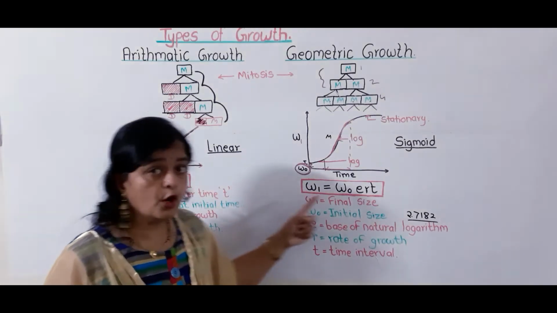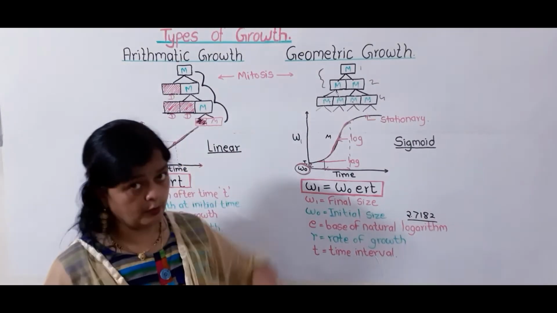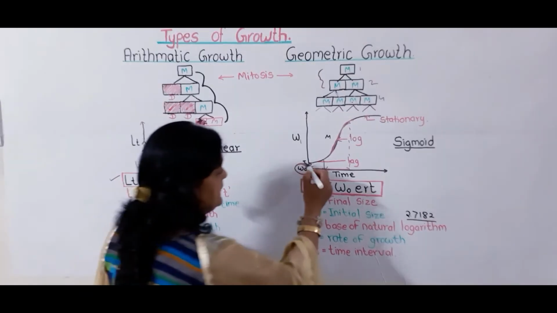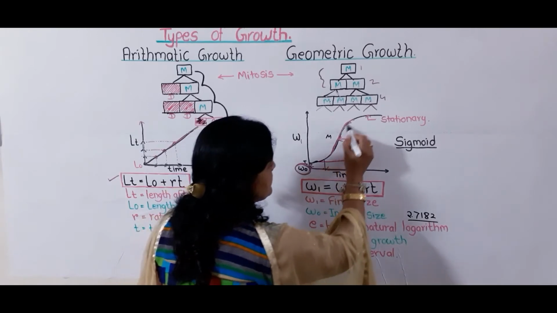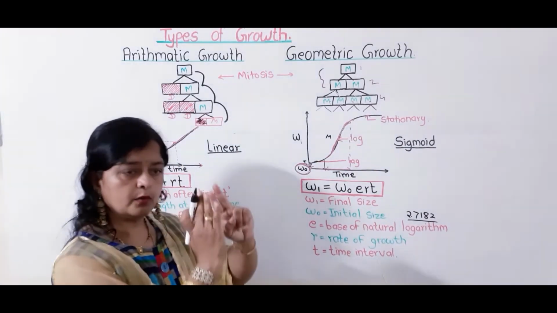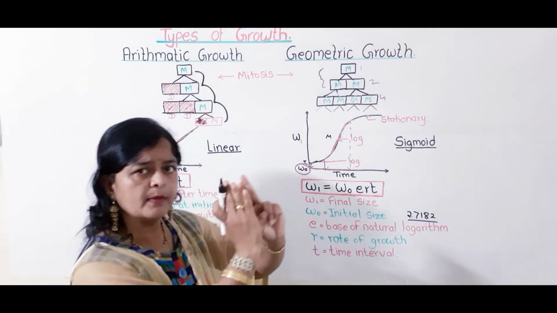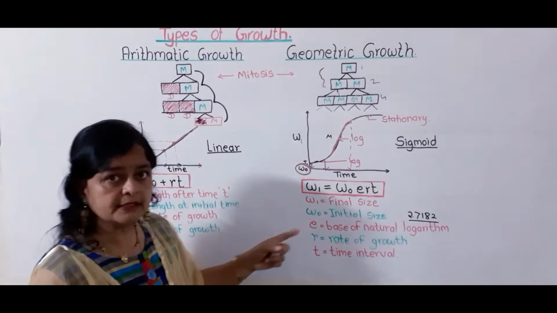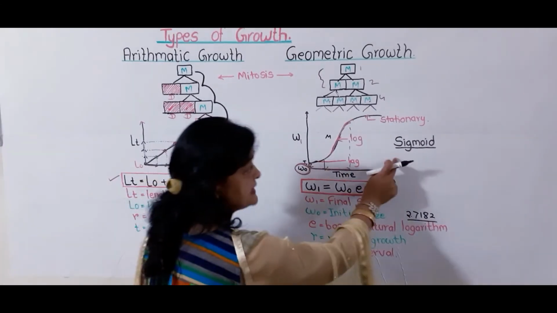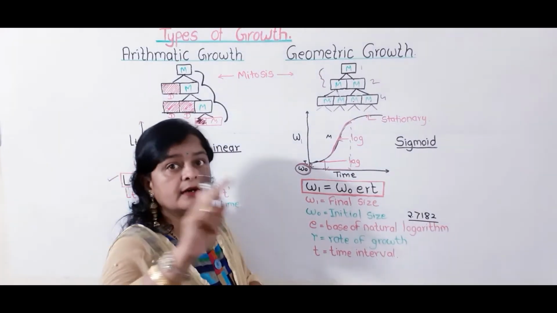When we plot the graph for this geometric growth, we get the S-shaped curve. While here we will get linear growth, because the growth is continuous, slow but continuous. But here what happens? We get an S-shaped curve. This S stands for the sigmoid growth curve.